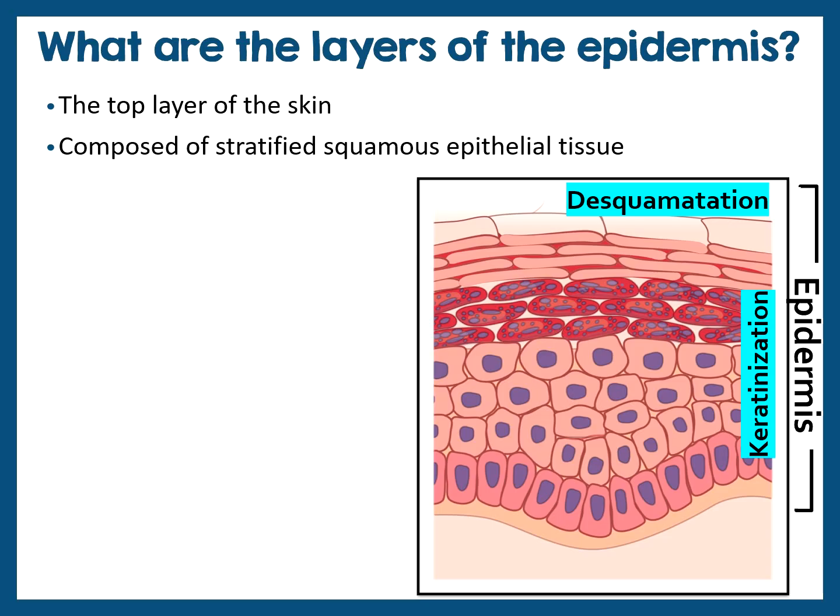So touch will be detected by mechanoreceptors, and pain will be detected by nociceptors. Talking about the skin, we'll start with the epidermis, which is the superficial most layer of the skin. And we'll talk about it going from the deepest layer to superficial. Right? So recall that this is a stratified squamous epithelium.